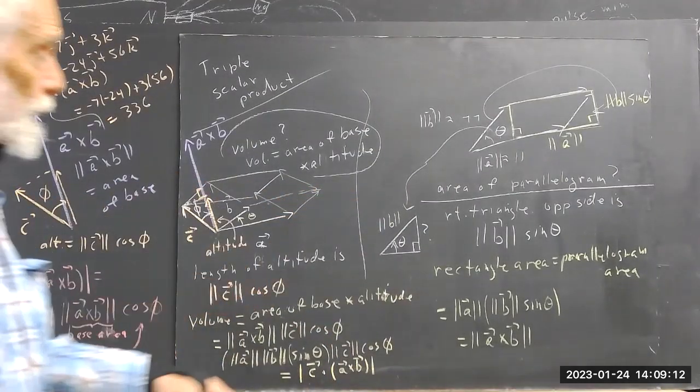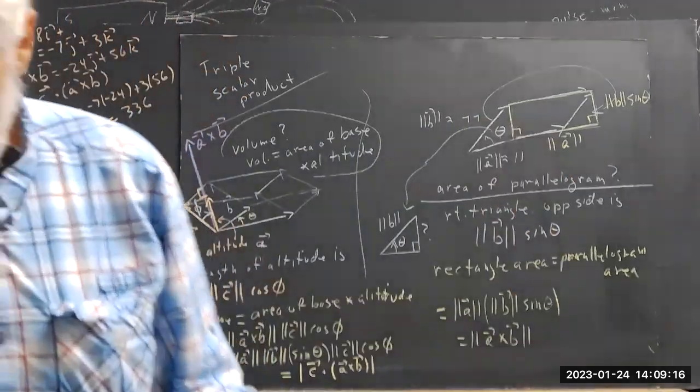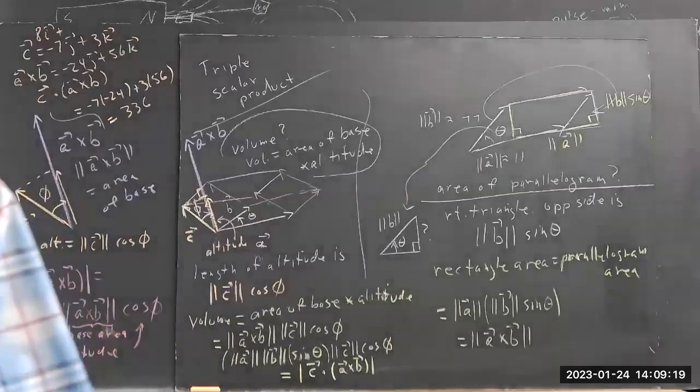Triple product and cross product as the area of a parallelogram. Important geometric ideas.